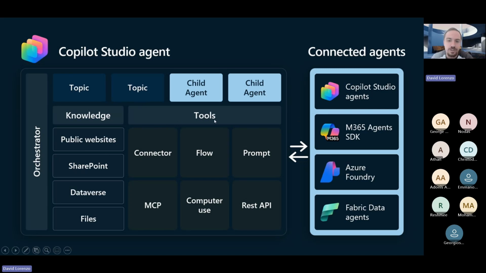And then we have the tools. The tools were previously called actions. Now they are called tools, and they include all the 1,000-plus connectors of Power Platform. We can create agent flows. We can create prompts with a code interpreter to create small pieces of AI which do a complete task and then return the result. We can use MCP.